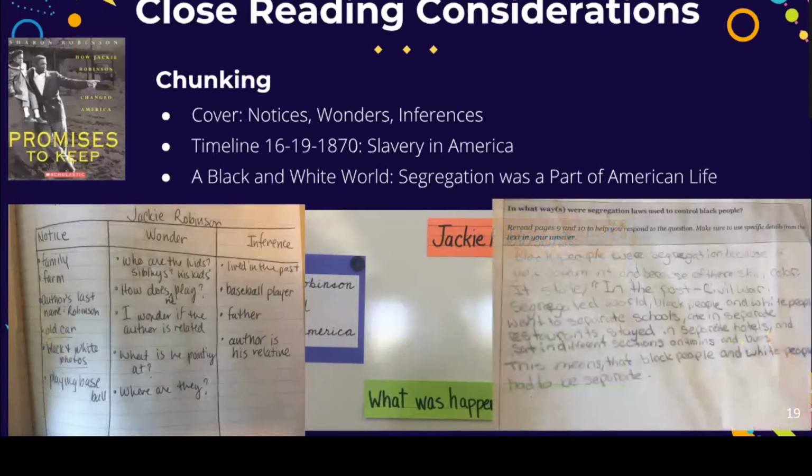The next section was called A Black and White World. Segregation was part of American life. And they hadn't really talked about segregation before. So this was a response that the students did independently at home, and then they brought into class. So the question went with a section, just 2 pages of the text, and they were to respond, in what ways were segregation laws used to control Black people? And so they brought these in, and then we did an activity where they got to share them out. So these were ways that we chunk the understanding and build toward the next step.